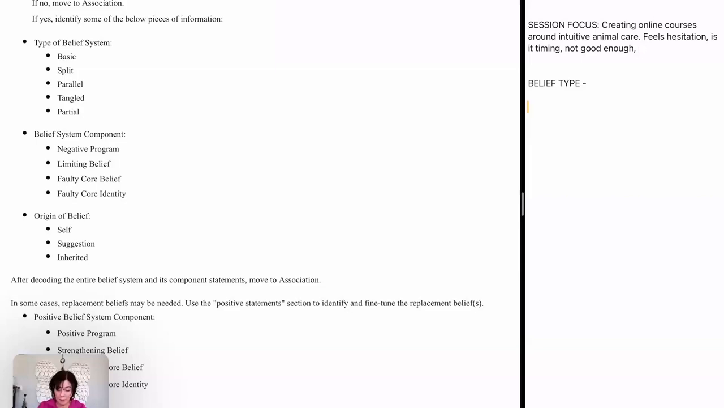So with the parallel, we're going to have negative programs. Mm-hmm. Let me get my glasses on here so I can see what I'm typing. Okay. We're going to have negative programs, limiting beliefs, a faulty core belief, we'll call it FCB, and then faulty core identities. Just so we can explain to people, because I keep forgetting that I'm videoing this, negative programs would be like the leaves and the branches. There could be 1 to 4 beliefs in there. Then you go into the trunk where the limiting beliefs are, and there could be 1 to 3 of those. There's usually only one faulty core belief, although in a tangled one you could have 2. And there's usually only one, if any, faulty core identity, that soil level. Since this is parallel, we're going to have 2 or 3 of these whole systems.